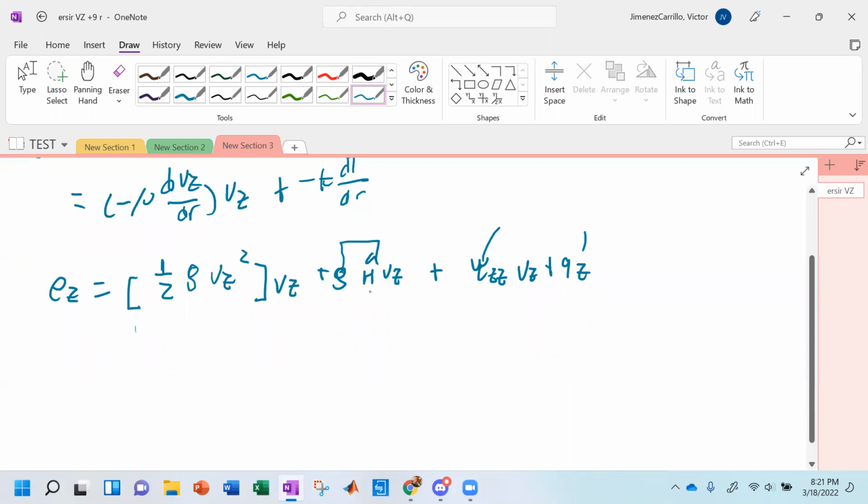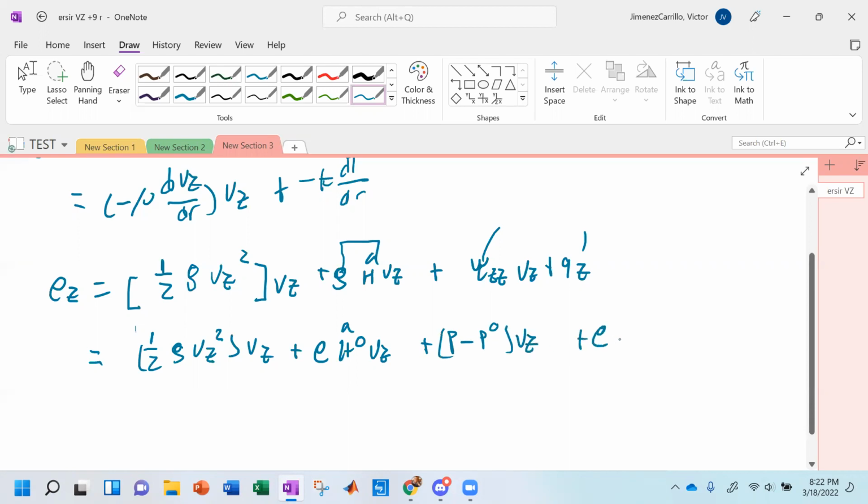This term, remember how we defined it as that rho CP delta T plus rho H hat plus rho. It's a long one. We went through it in the paper with the pressure differences. So we'll rewrite it all the way through. This becomes 1/2 rho Vz squared Vz plus rho H hat dot Vz plus P minus P dot Vz plus rho CP del T. All of these are multiplied by Vz because we're distributing that like we showed you before.